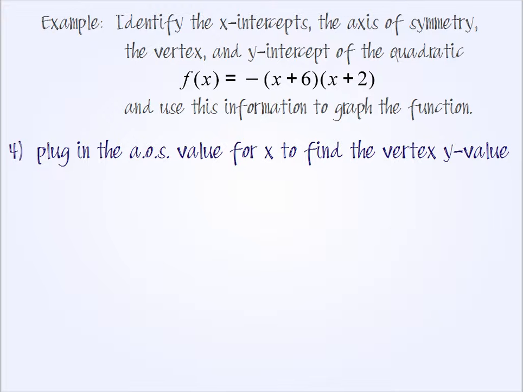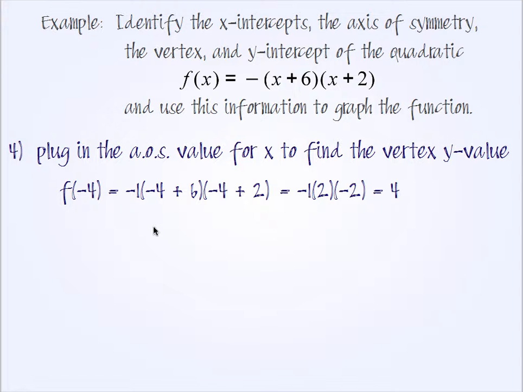Now I'm going to plug that axis of symmetry value in for x to help me find the y value of my vertex. So I'm going to take that -4, plug it in everywhere I had an x before, and now of course I'm going to do what's in the parentheses first. So I have this -1 out front. It's going to stay the same.